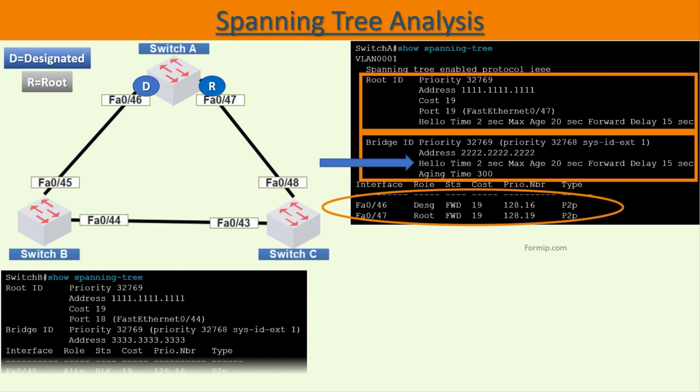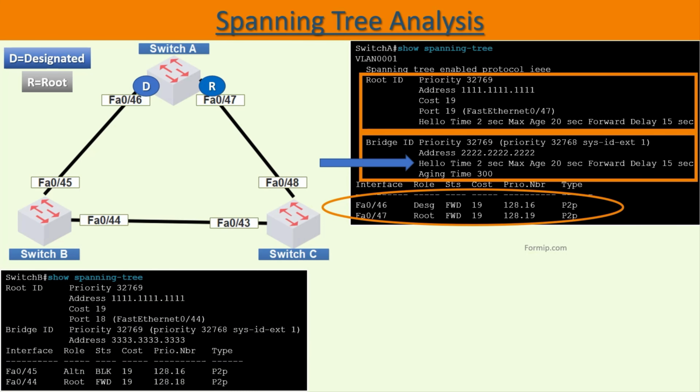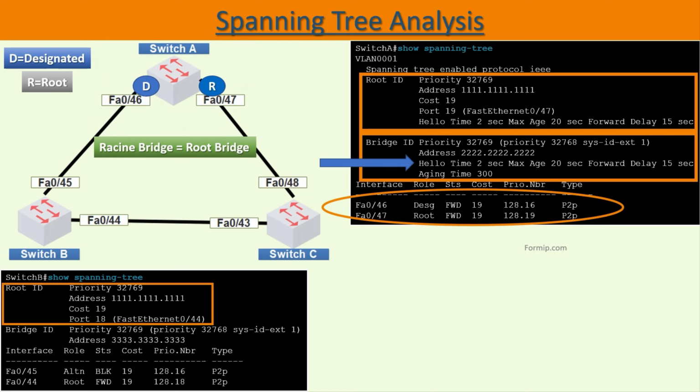Now let's take a look at switch B. Here we see information about the root bridge. We see that the data is similar to switch A. The root port of switch B is port 44. Here is the data of switch B. The priority is the same as on switch A, only the MAC address is different. Here switch B has the same MAC address, only with 3.